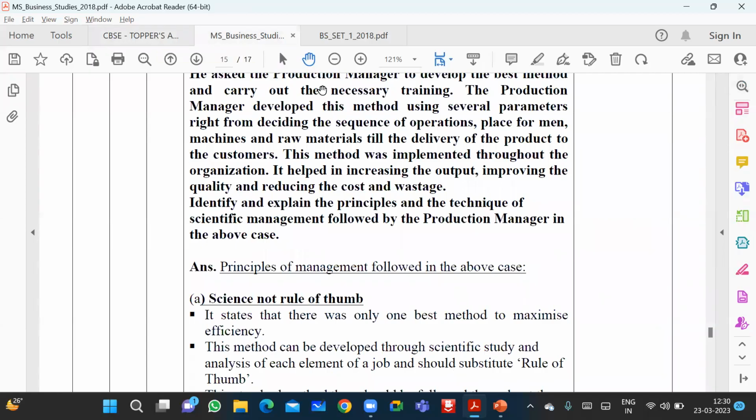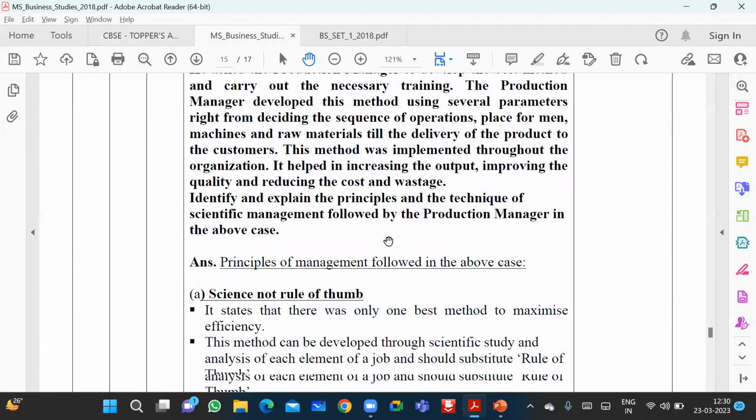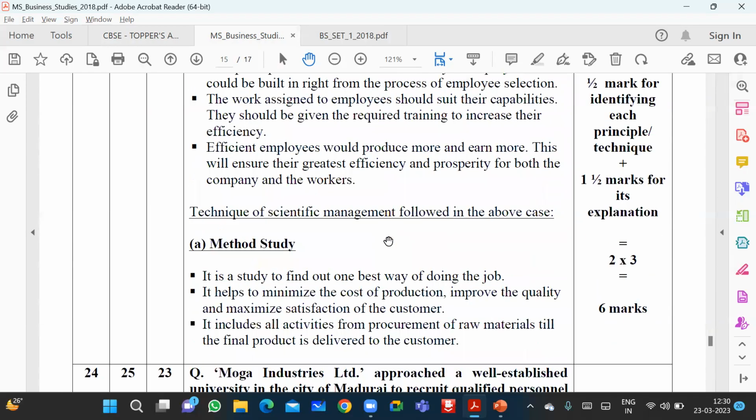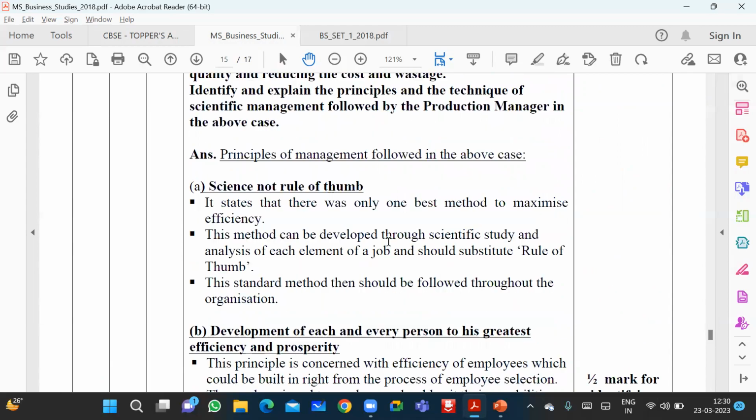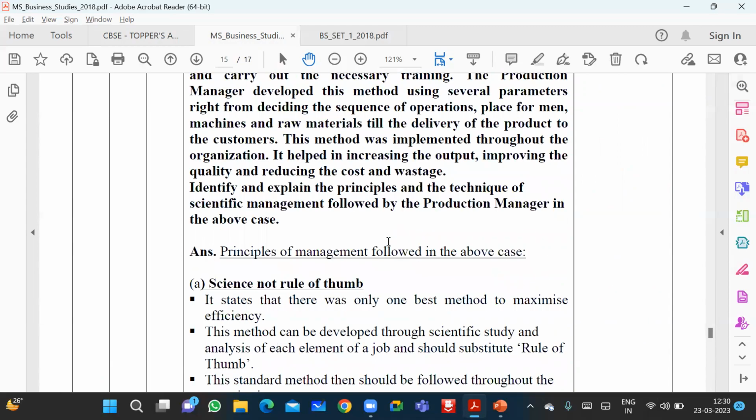In question number 23, you can read the question: identify and explain the principles and technique of scientific management followed by the production manager in the above case. Principles means there is more than one principle, and technique means there should be one technique. So you have to identify more than one principle, and let's see what the marks are. The marks are 6 marks. It means there could be two principles and one technique, and each principle and technique may carry 2 marks each. Half mark will be for the identification, and 1.5 marks will be for the explanation.